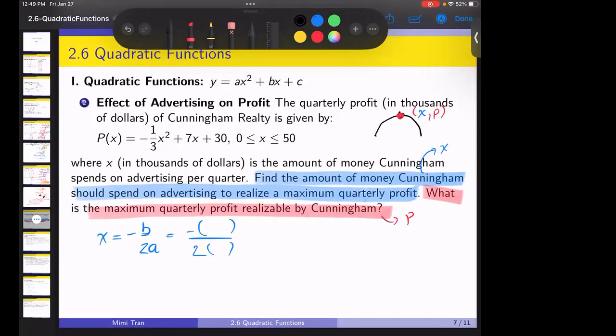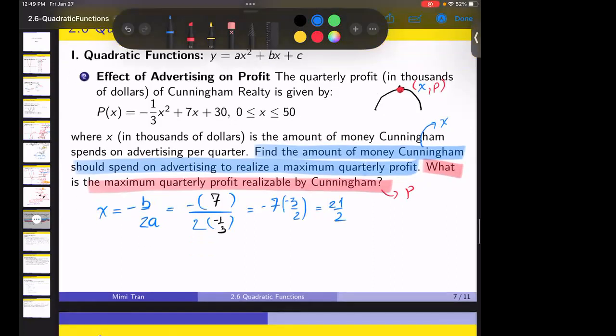What is B? A is negative third. B equals... use your calculator if you don't want to do this. Negative 7 times negative 3/2. This is 21 over half. Can you tell me what's 21 divided by half?